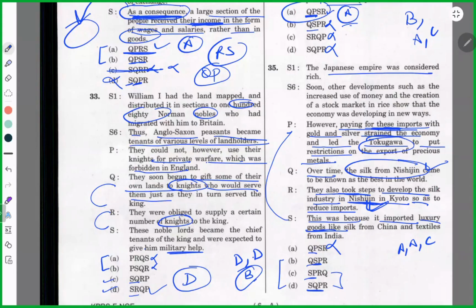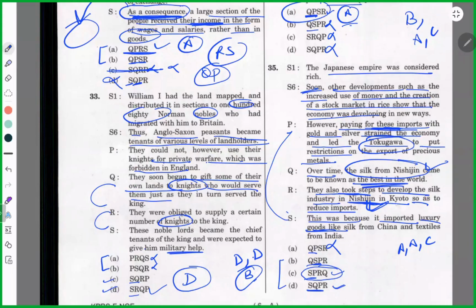So SP, then R, then Q is the right answer. We'll verify one more time. R: they also took steps to develop Nishijin in Kyoto. Then over time, silk from Nishijin came to be known as the best in the world. Soon, other developments such as the increased use of money and the creation of a stock market. Again, it is progressive. We'll verify with this, SQ. This is because it imported luxury goods like this.